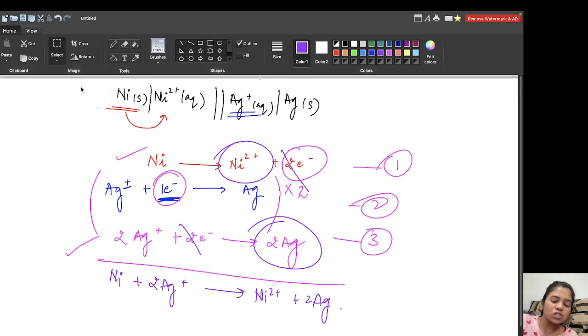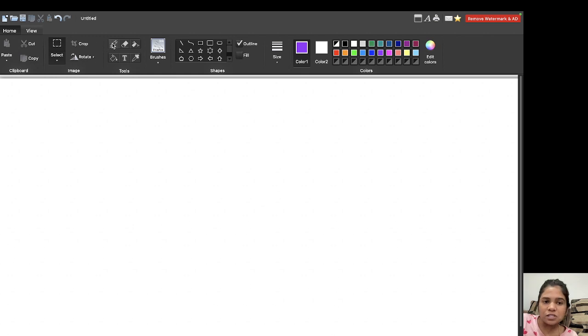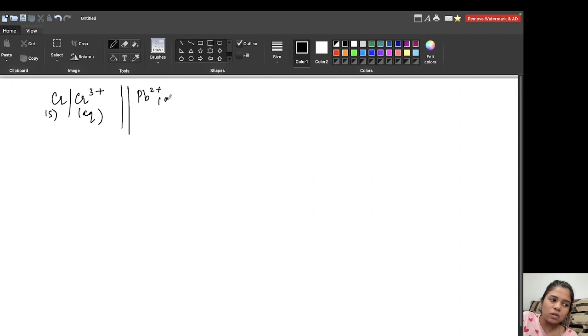The third reaction, one more example. Just pause the video if you want so that you can test yourself. Cr, which will be solid, giving you Cr3+. This will be aqueous because ions are always aqueous, and Pb2+ is aqueous and Pb is solid. So how will you start writing the cell reaction? Start from the very left hand corner. What is happening to your chromium? Chromium is giving you Cr3+.